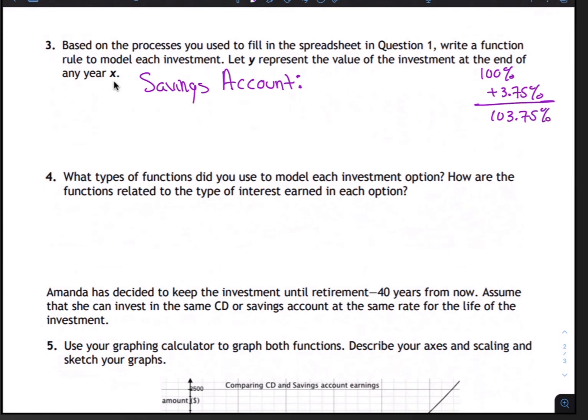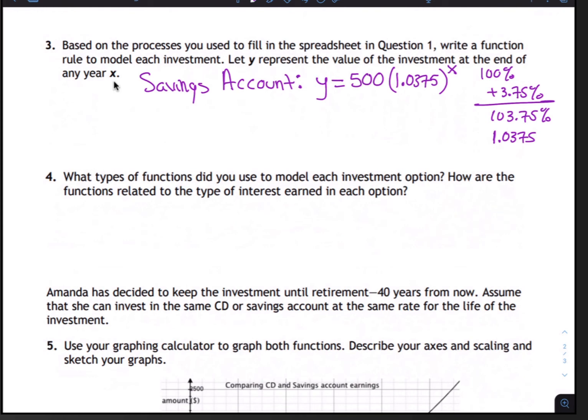Well, that's going to give you 103.75%. Then you're going to convert that to a decimal. So you'd move the decimal point over 2 places, and it would end up being 1.0375. That's going to be our multiplier. So the equation would be y equals the $500 we start with plus the multiplier of 1.0375, and then that would be raised to the power of x, where x is the number of years.